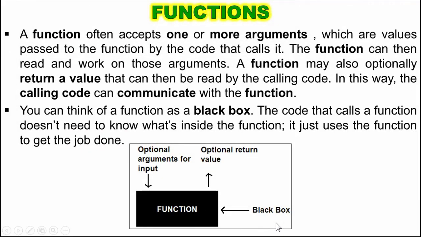A function often accepts one or more arguments, which are values passed to the function by the code that calls it. The function can then read and work on those arguments. A function may also optionally return a value that can then be read by the calling code. In this way, the calling code can communicate with the function. You can think of a function as a black box. The code that calls a function does not need to know what's inside the function. It just uses the function to get the job done.